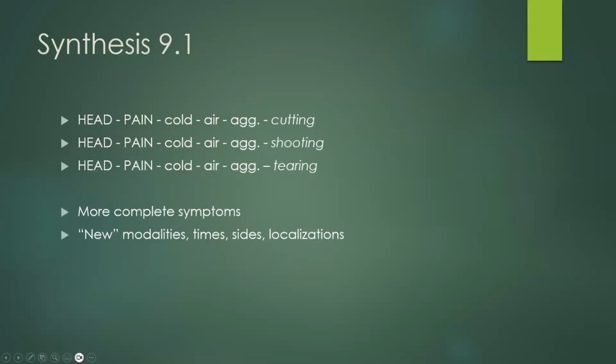So it became one rubric with similar sub-rubrics: cutting, shooting, tearing. So much more sense. That's so much better. Yeah. And it means that cold air aggravates now has all those remedies of this important modality. We create almost a new modality, more populated, more remedies, etc. The same goes for the times and the sites and the localizations. And this is a work which took several years. This is why in the history of Synthesis, there is a Synthesis 9.0, 9.1, and 9.2, because we did it in several steps. It took several years.